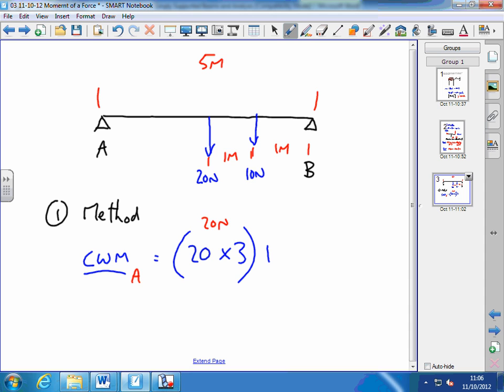Okay. Plus, now we're going to do the contribution for the 10 Newton force. And what's that going to be? 10 multiplied by 4. Right. And there are no other forces pulling the thing around clockwise, so that will be the sum of all the clockwise moments, which equals 60 plus 40, which is 100 Newton meters.